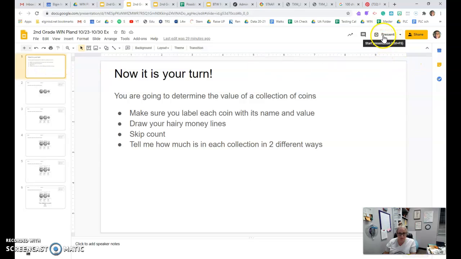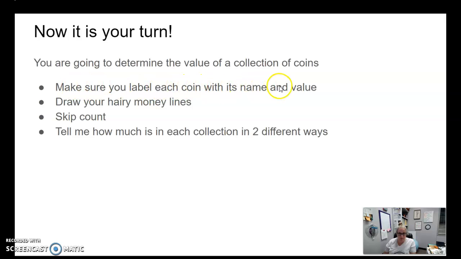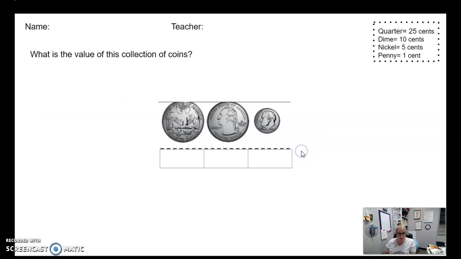So let me get it to the right spot. Here's what you're going to do. You are going to label each coin with its name and value. You are going to draw the hairy money lines. You are going to skip count, and you are going to tell me how much is in each collection in 2 different ways. So let's look at one example.